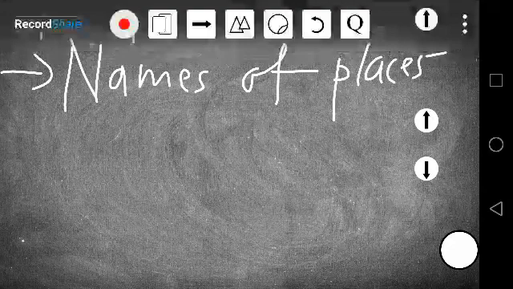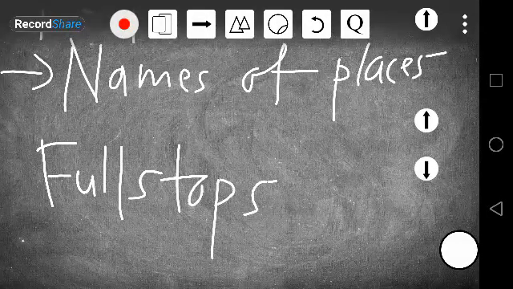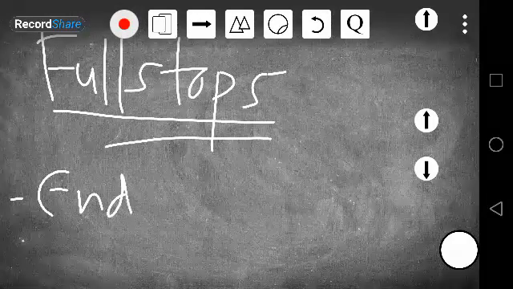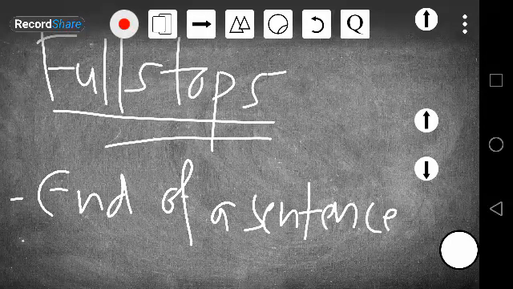We now move to full stops. Now, when do we use a full stop? Number one, end of a sentence. You're concluding a sentence. My name is Tinashe Bonga. The last A for Bonga is followed by a full stop. End of a sentence. You want to separate sentences or clauses, you use a full stop. You want to start a new sentence, you use a full stop.